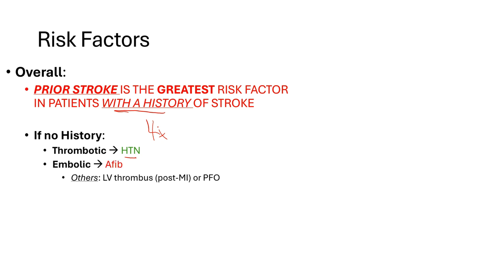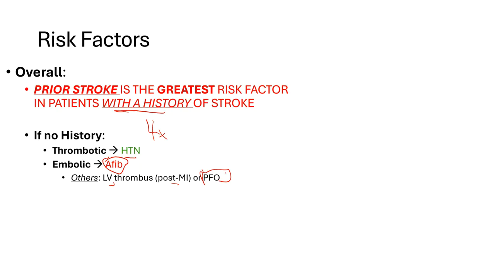For embolic, the greatest risk factor is going to be atrial fibrillation or some sort of irregular heart rate or arrhythmia, such as atrial flutter as well. Now, there are other causes, such as other causes of left ventricular thrombus, such as post-MI, or something known as a PFO. A patent foramen ovale, or PFO, is a small flap-like opening between the right and left atria of the heart. This typically fails to close after birth.